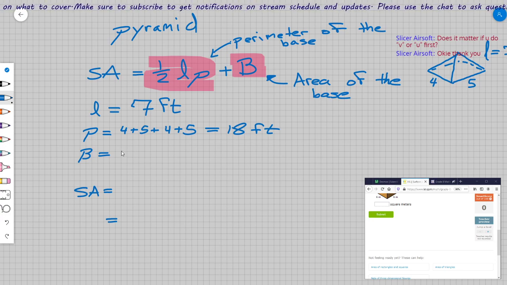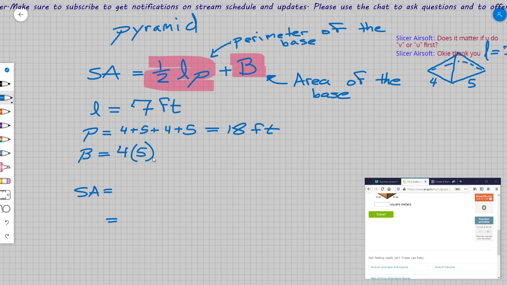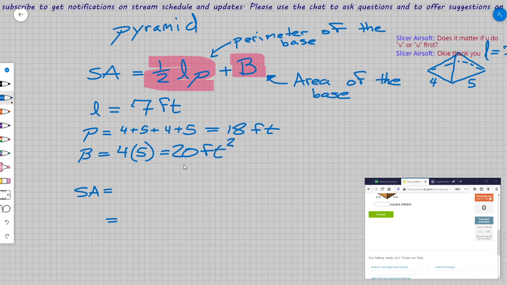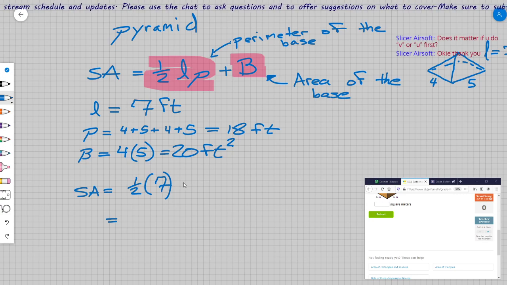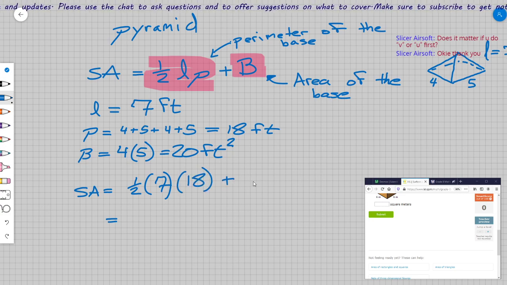That's adding up all the sides around the perimeter, and now we want our base area. It's a rectangle, so length 4 times width 5, and 4 times 5 is 20 feet squared. And now we just plug it in. So 1/2, slant length is 7, the perimeter was 18, and the base area will be 20.